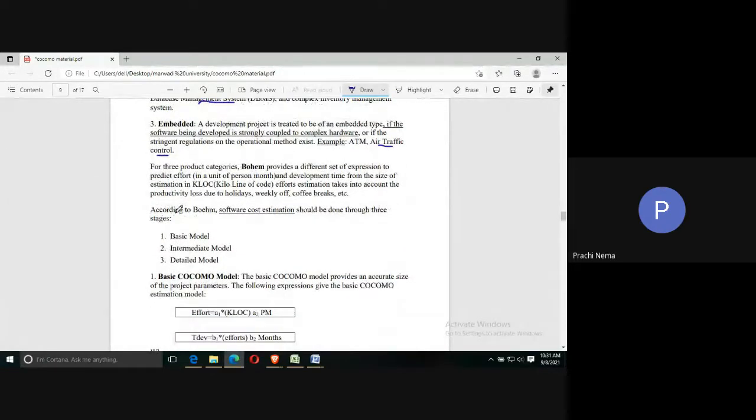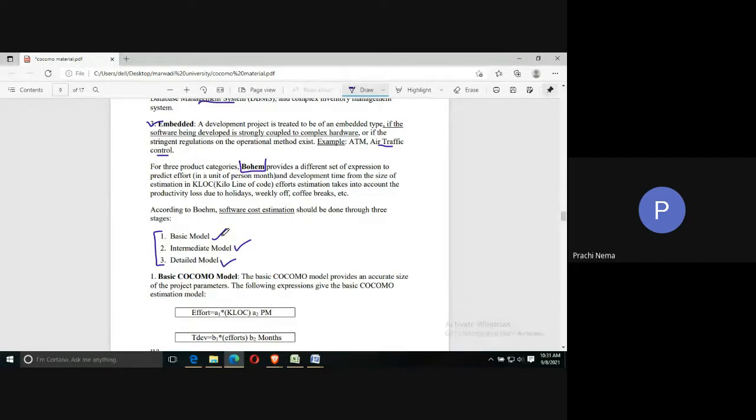Now, the COCOMO model was given by Boehm, and he also proposed that these types of projects are there. We have seen organic, semi-detached, and embedded. If we try to apply COCOMO on embedded projects directly, it is going to be complicated. So for such complicated projects, Boehm suggested that this model can be divided into three stages: basic model, intermediate model, and then detailed model.